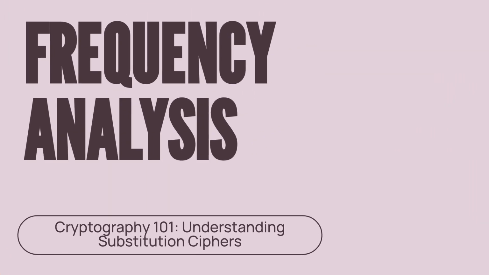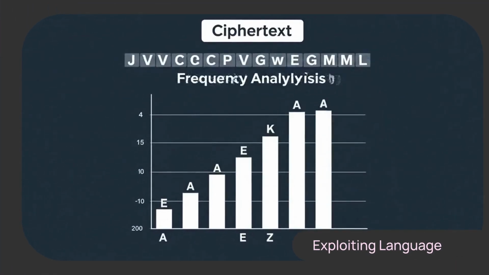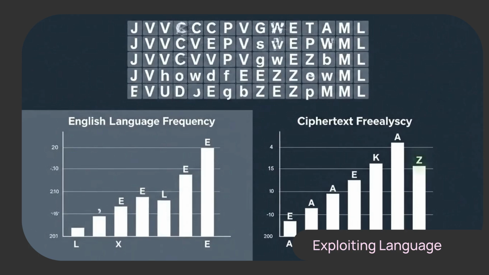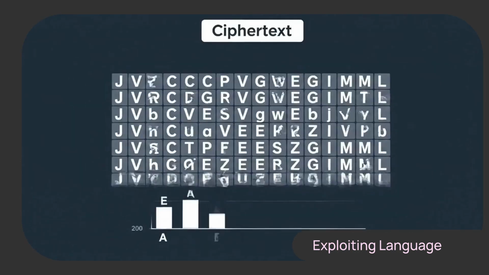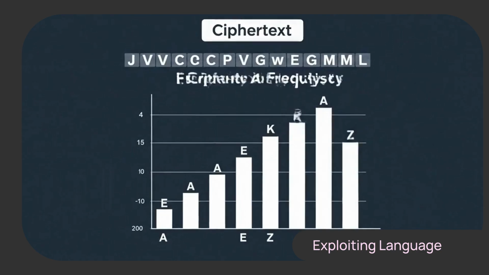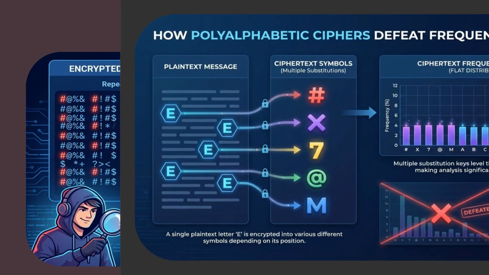The main weakness of simple substitution ciphers is something called frequency analysis. Frequency analysis is the Achilles heel of simple substitution because it exploits the common statistical nature of human language. For example, E is the most frequent letter in English. A hacker simply looks at the ciphertext. If a certain symbol, say the hash symbol, appears 13% of the time, they can confidently guess that the hash symbol corresponds to the letter E.